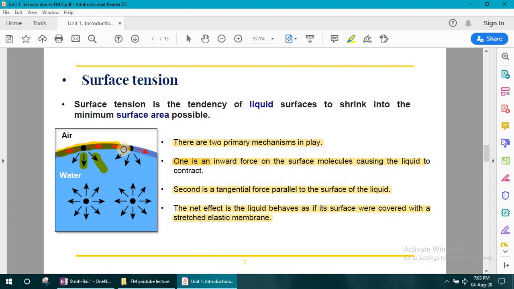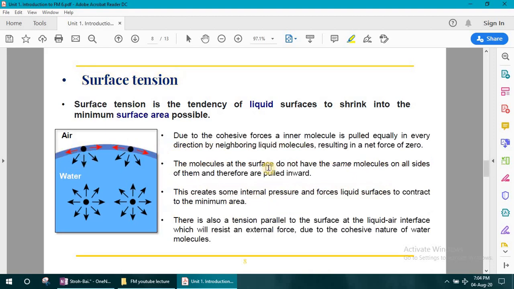So I told you that because of these 2 kinds of forces, the water surface acts like a stretched membrane, and this is known as the surface tension phenomenon. Because of this surface tension only, ships can float on the surface of water. Otherwise the ship may sink into the water. So the whole theory I will explain to you.